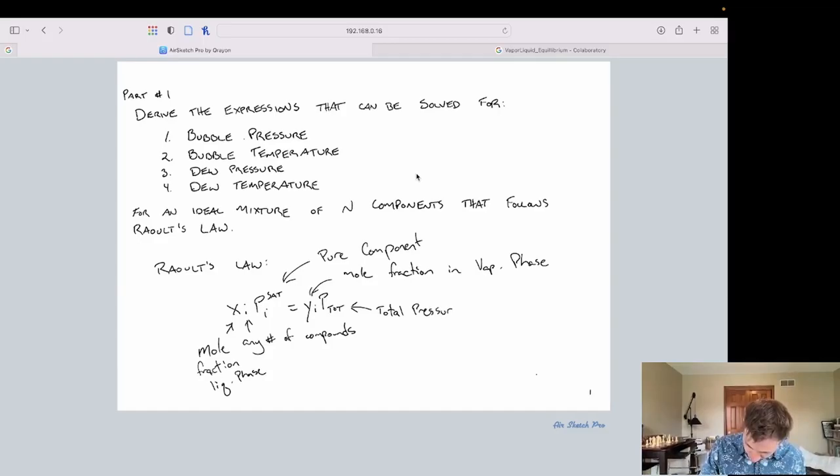Now the really interesting thing about this is that this right here, the mole fraction in the vapor phase multiplied by the total pressure of the system, this right here is the partial pressure of this particular compound. So whatever the mole fraction is in the liquid phase of benzene, for example, and the pure component vapor pressure that benzene has, that is the partial pressure that it is exerting on the system in the vapor phase. So that's what Raoult's law is unpacking here for us.